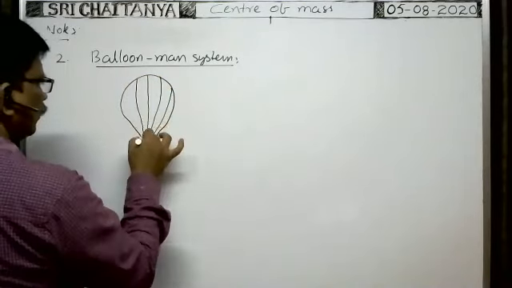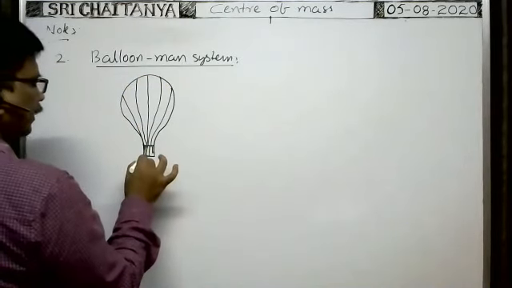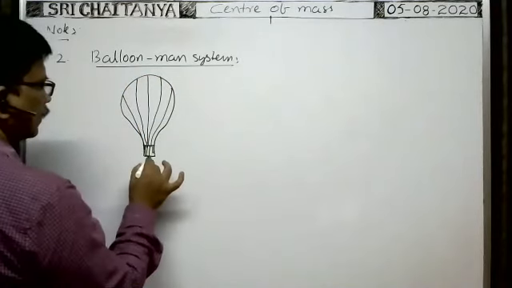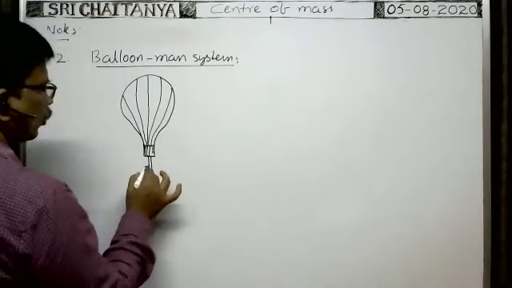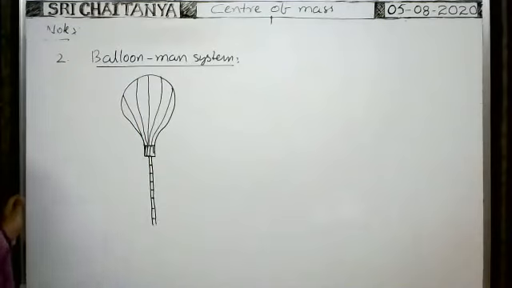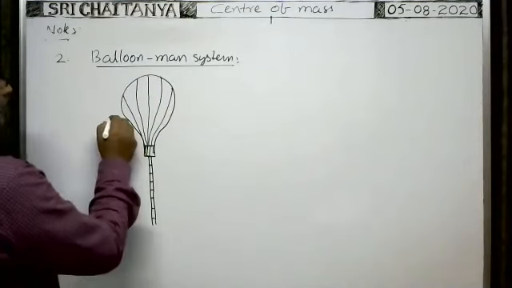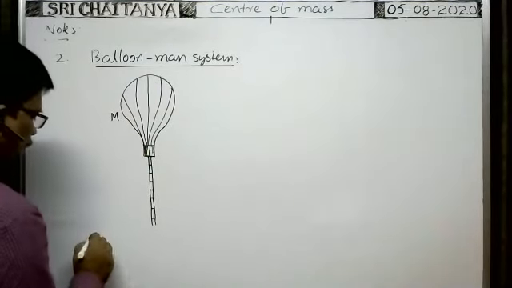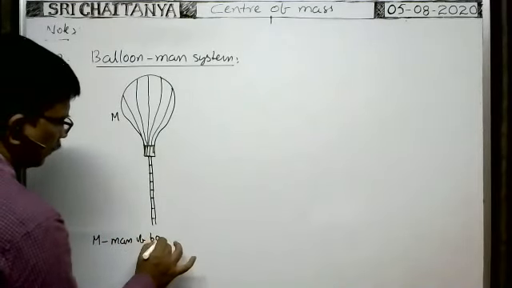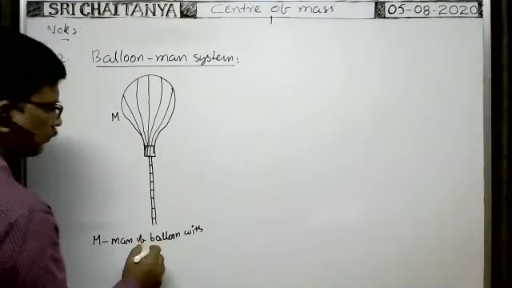Suppose this is the balloon. To this balloon, a rope ladder is attached, like this. It is the rope ladder. The mass of the balloon along with this rope ladder is M. Mass of balloon with ladder. Mass of balloon with rope ladder. That means the ladder is made with rope.